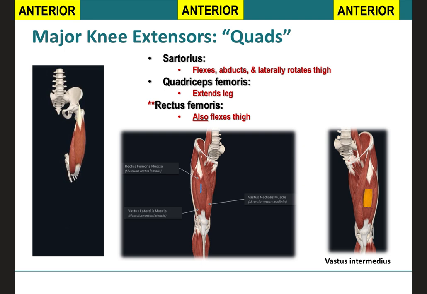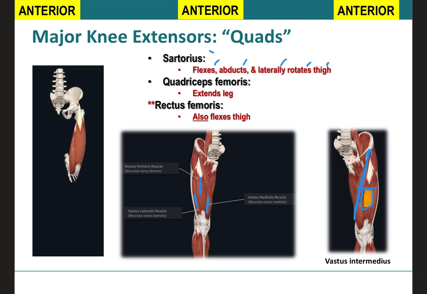This would be your rectus femoris right over here in the middle. On the medial side, you're going to have the vastus medialis. On the lateral side, the vastus lateralis. Underneath the rectus femoris, that's where we see the vastus intermedius. So if we cut over here and remove part of the rectus femoris, you're going to be able to see the vastus intermedius underneath. Also notice how the sartorius goes from the medial side to the lateral side. So when it contracts, it's able to do flexion, abduction, and laterally rotate the thigh.